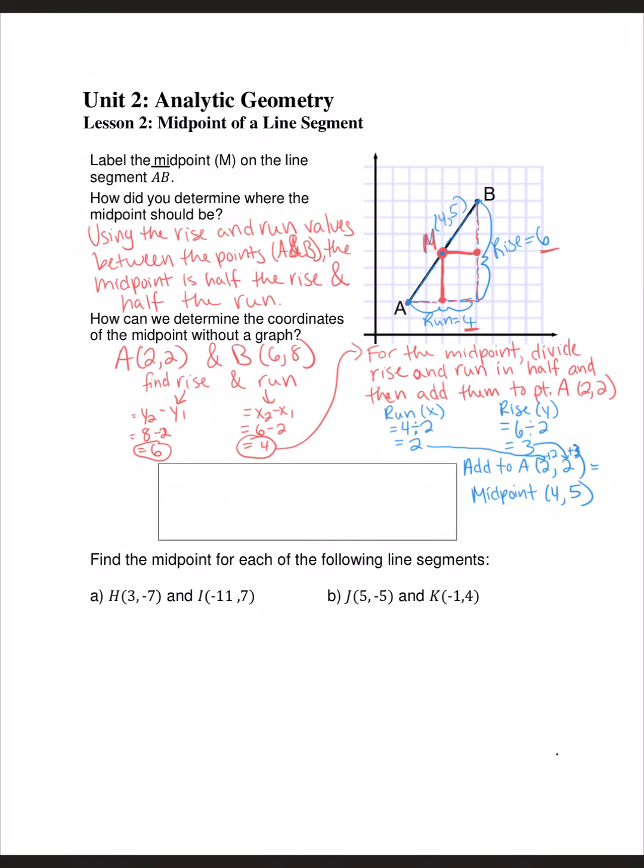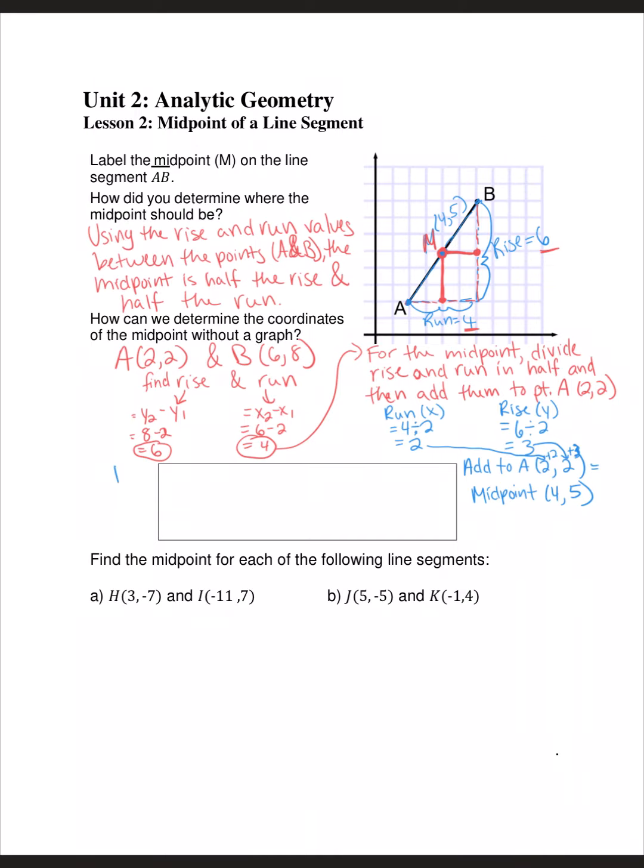But how can we say that in a formula without all of those steps one at a time that seem a bit disjointed and not connected? What are we essentially doing? If we're splitting the run in half, we're really finding the average of our x values across our run, and we're finding the average of our y values across our rise.